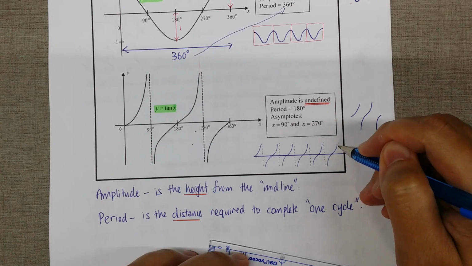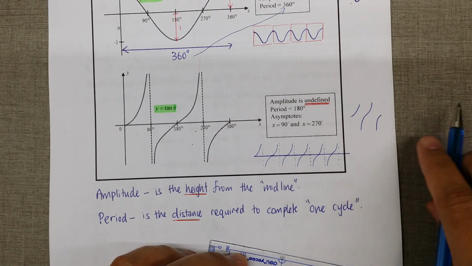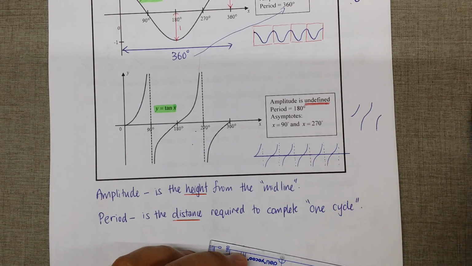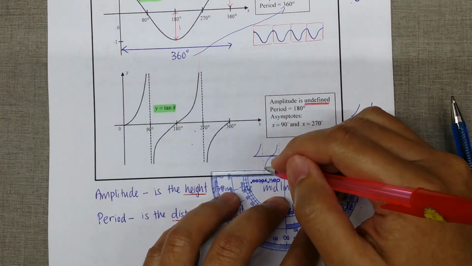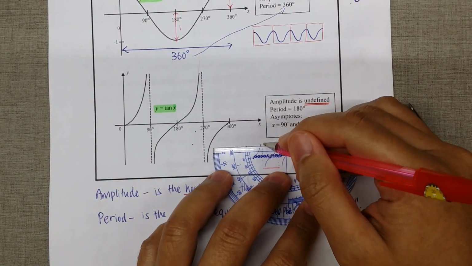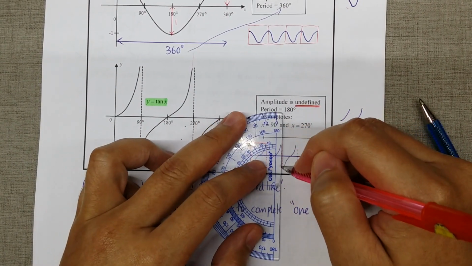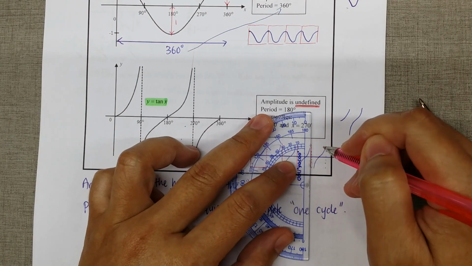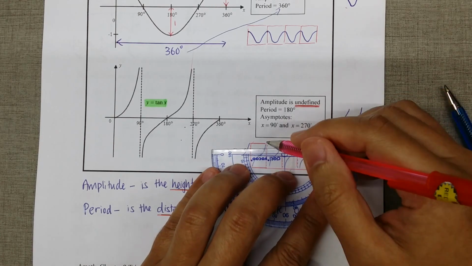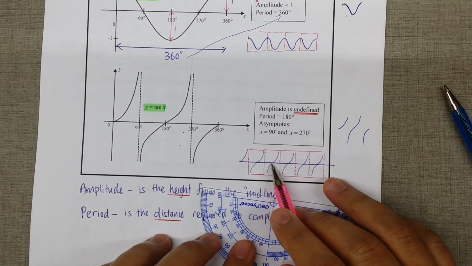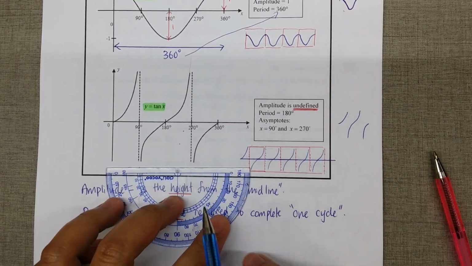You go carry on. Can you see the pattern? How does one cycle look like? If you can see the pattern, this is one cycle. Can you see that? One cycle. So many cycles here. Okay, the different cycles. 1 cycle, 2 cycles, 3 cycles, 4 cycles, 5 cycles. I've drawn 5 cycles. So this pattern, right?